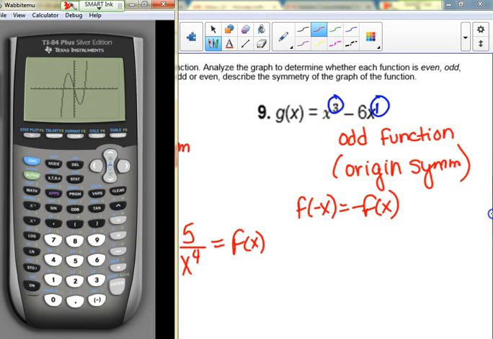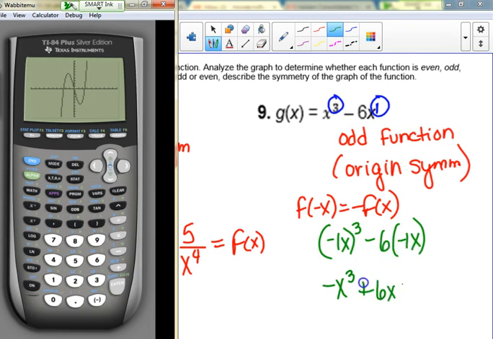So if I put that in here, negative 1x to the 3rd minus 6 times negative 1x, this becomes negative x cubed. This becomes what back here, guys? Plus 6x, okay? Is that the opposite of the original function? Yes? Change the sign on this and this.